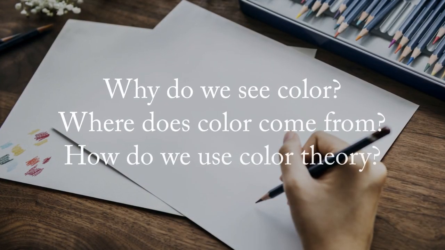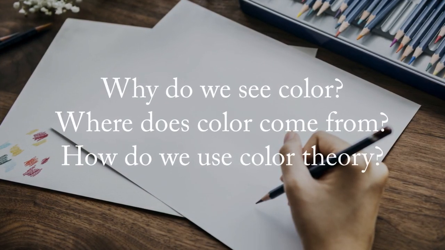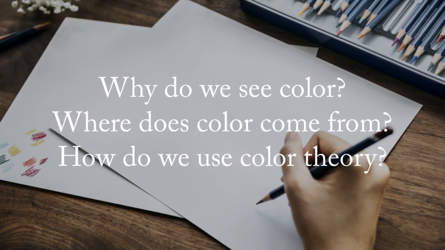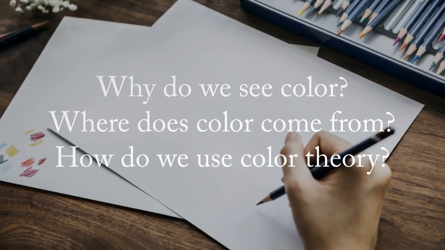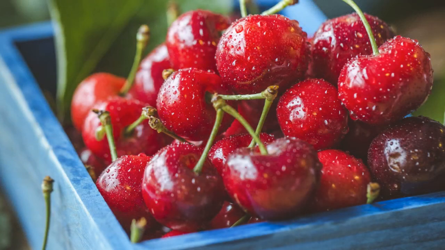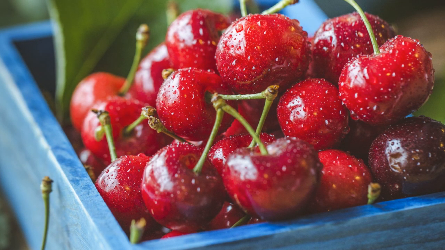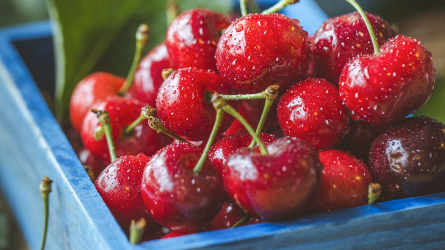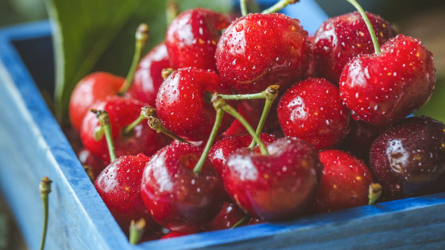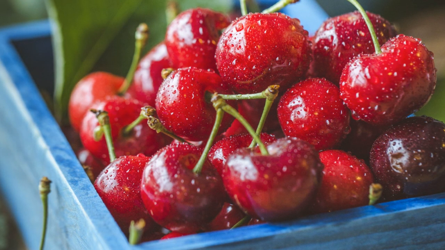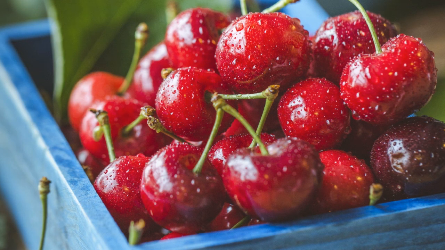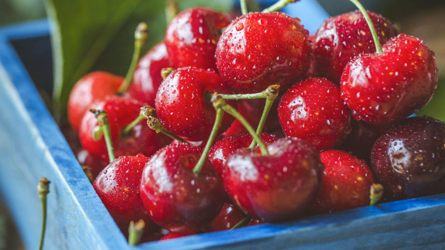So now that we understand why we see color and where colors come from, how do we start to use this knowledge in our drawings? Remember, color changes. Notice the difference in the color of the red on the left of the cherries as compared to the color of the red on the right of the cherries. As the artist, we need to observe these changes and adjust the color accordingly.